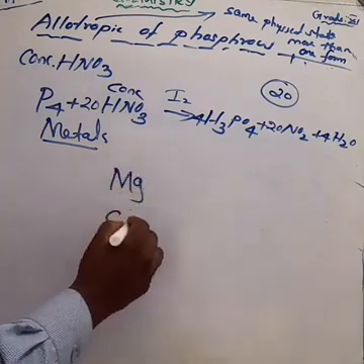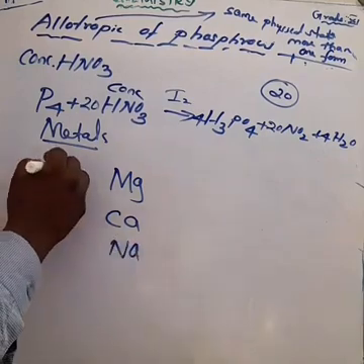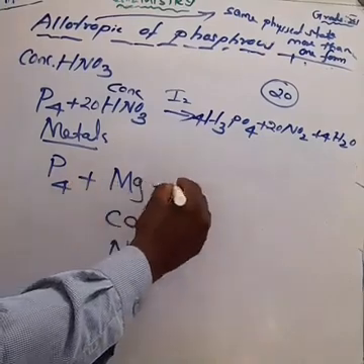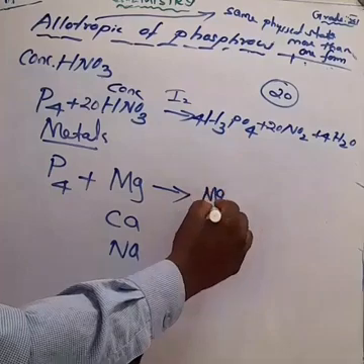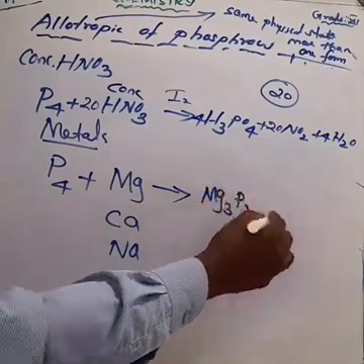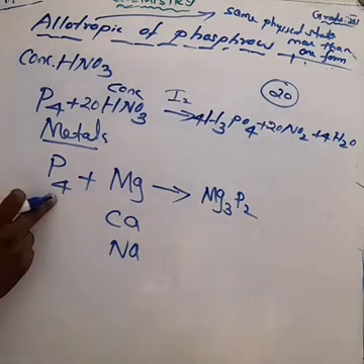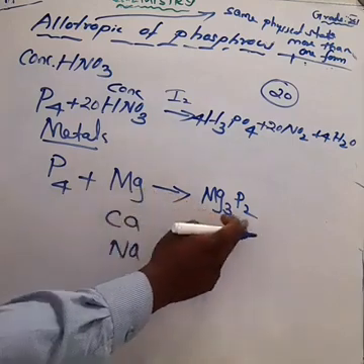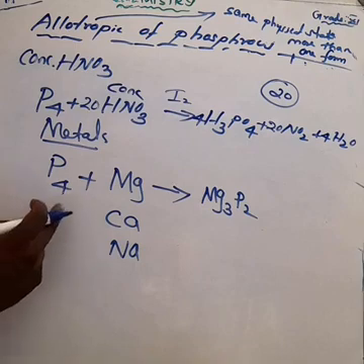Phosphorus reacts with magnesium, and we get magnesium phosphide. What is the formula of magnesium phosphide? Mg3P2. Am I right? This is the formula of magnesium phosphide. We can write the equation: P4 plus Mg gives Mg3P2, magnesium phosphide. Now we can balance the equation.